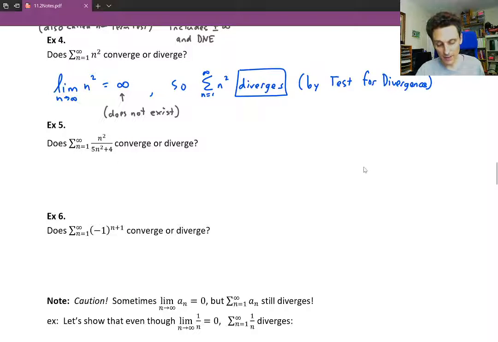Let's look at example 5. We have the series as n goes from 1 to infinity of n squared over 5n squared plus 4. Does that one converge or does it diverge? Well, let's take the limit of the terms and see if they go to 0. If they do, then it's possible it converges. If the terms do not go to 0, then the series diverges for sure.